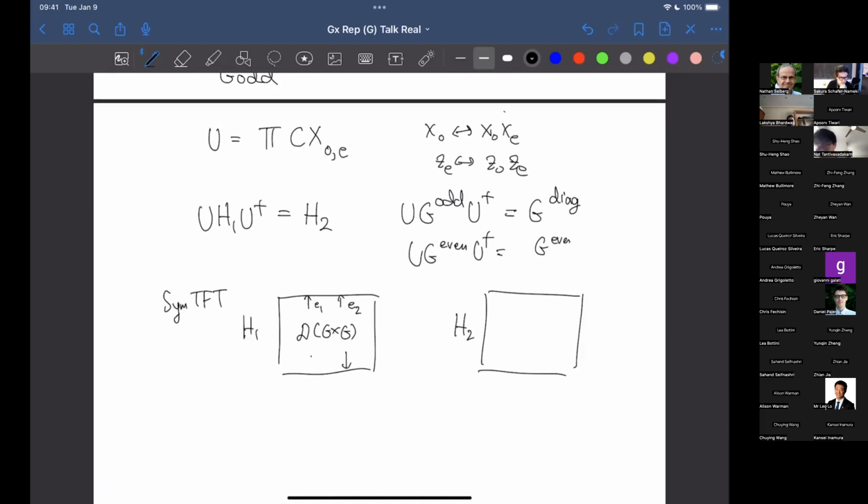I'm calling them 1 and 2 here. So we condense E2 here, and we condense all the fluxes for the first copy. Whereas in H2, this is the reference boundary.